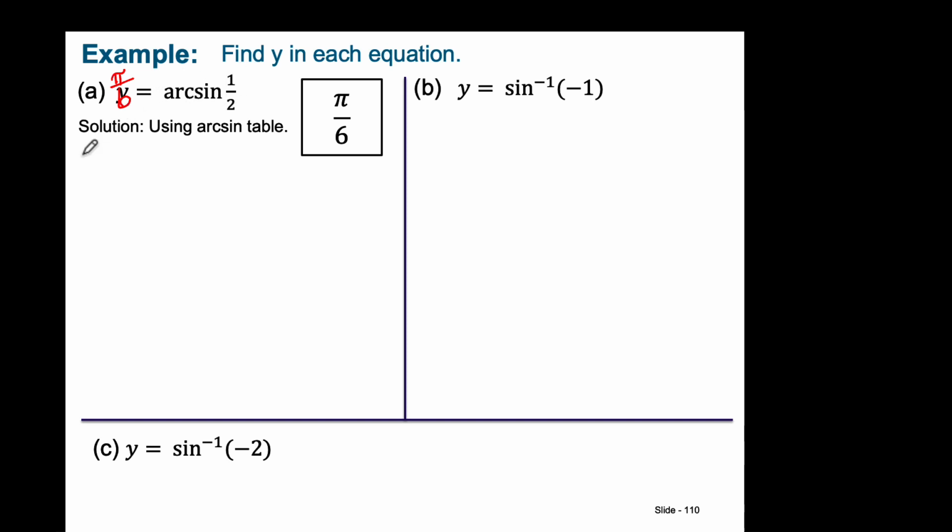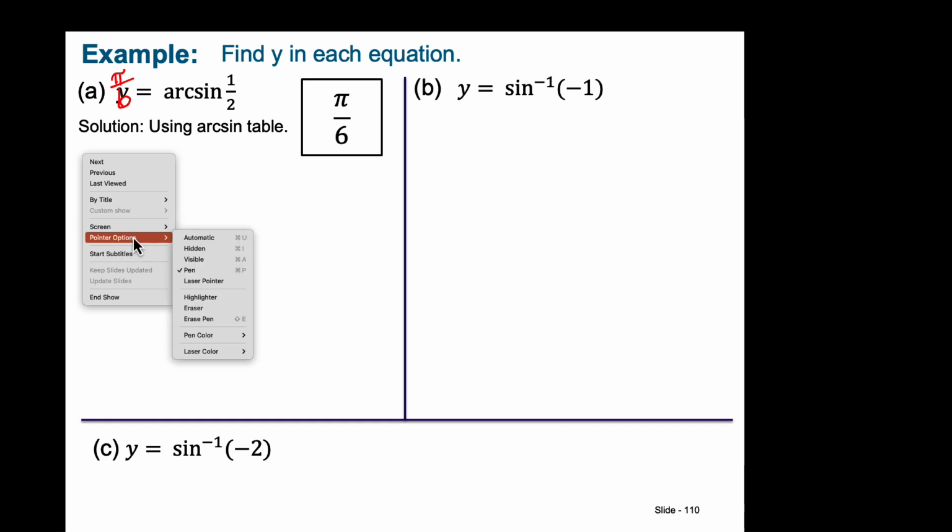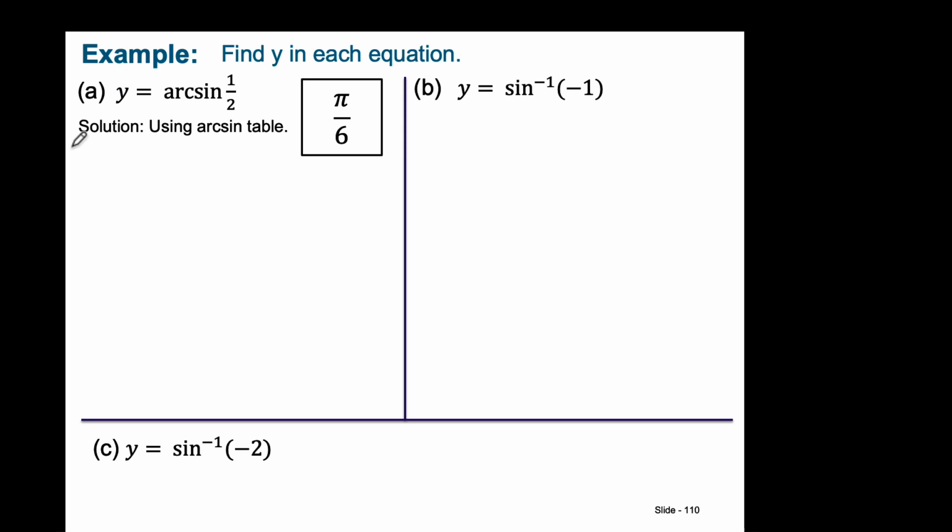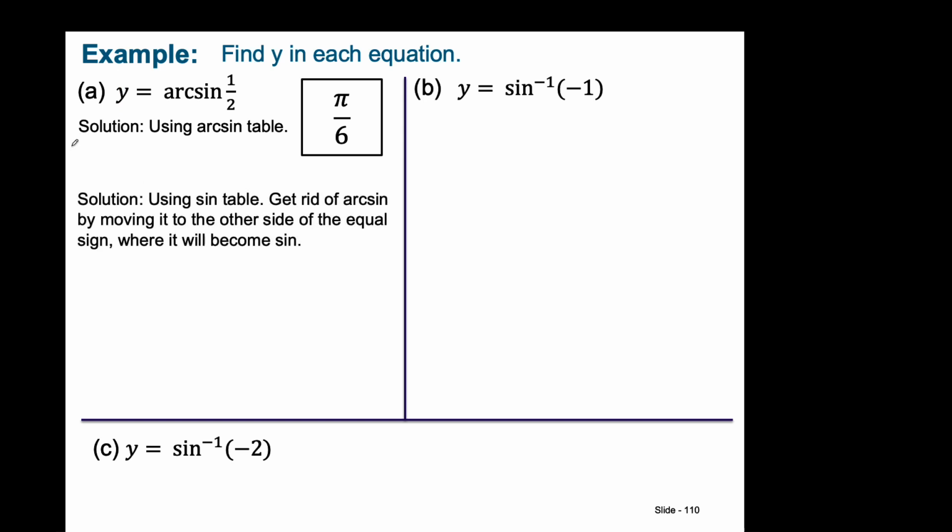All right, let's say you do not have the arcsine table. Maybe it's a closed book assessment, or you just haven't committed that table to memory, but you have committed the sine table to memory. You can use that table as well. You just have to do a little bit of work first. So to use the sine table, we'll need to manipulate this equation to get rid of arcsine. We get rid of it by moving it to the other side of the equal sign, and when it moves to the other side of the equal sign, it will become sine. So it looks like this.